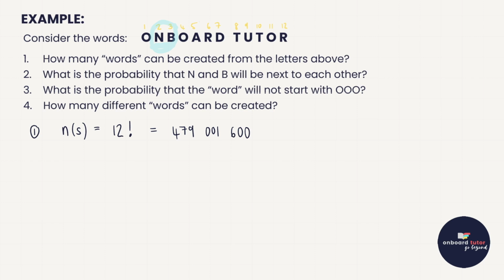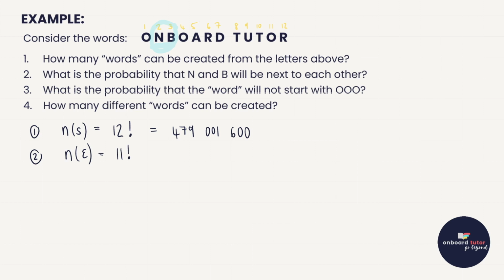So all the things we need to think about, and the best way to get good at this is just to practice a whole load of questions. But what we do then is we treat these as just one element in the set. So instead of there being 12 options now, we're going to say, well, these two are together, so we're going to count them as one option. So the number of elements in this event are going to be 11 factorial, but then be careful.